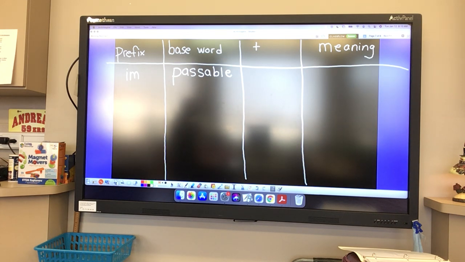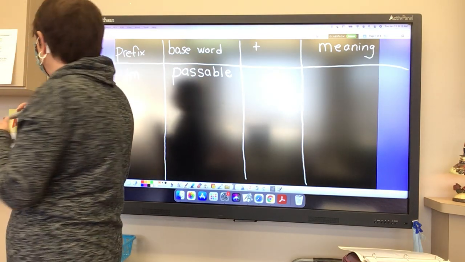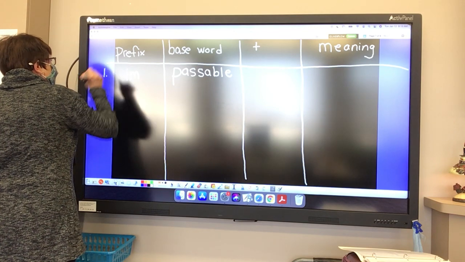So this is column 1, so write prefix. Prefix right here. Base word. Plus. Meaning. And then you can draw a line underneath. Okay. This is not the word impossible, it's the word passable. Okay, here I'm going to put a 1 there.